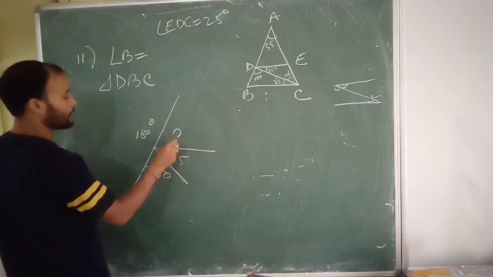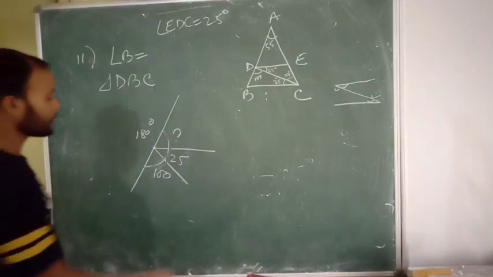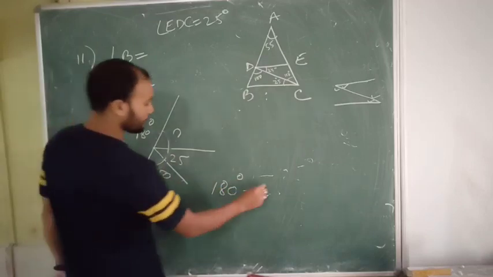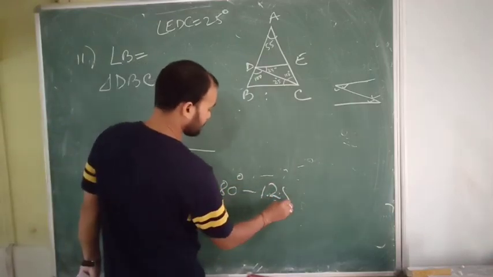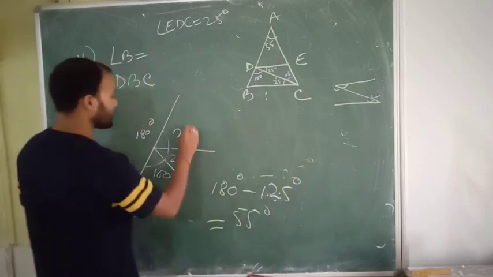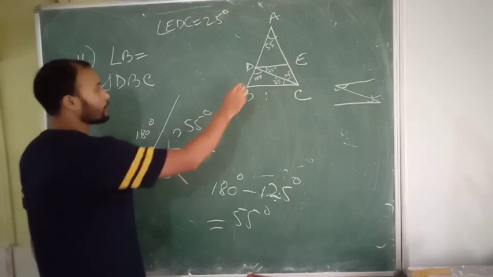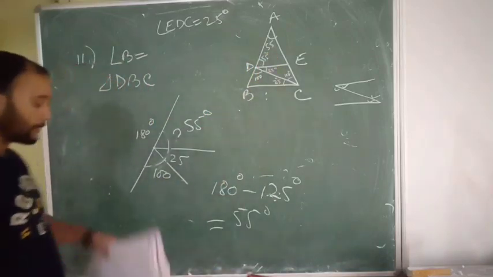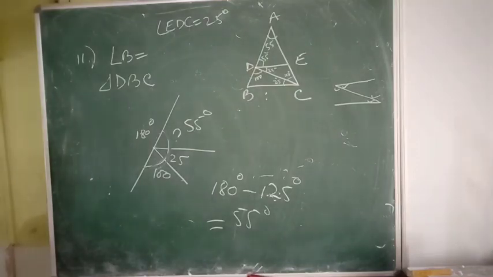We are actually finding this. How are we going to do this? 180 degrees minus 100 plus 25, which is 125, and we have 55 as the answer. So this is 55 degrees. This is 55 degrees. Fine. AED is done. Now question 5.